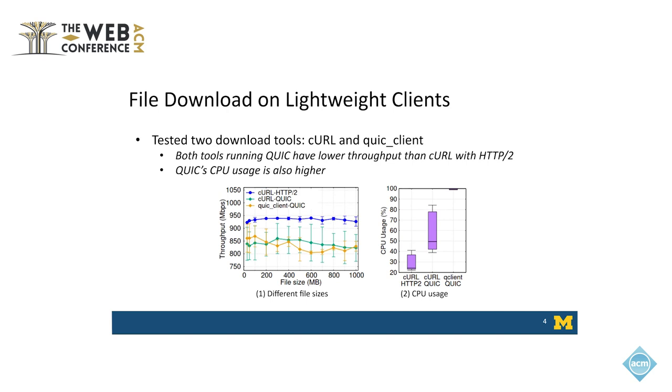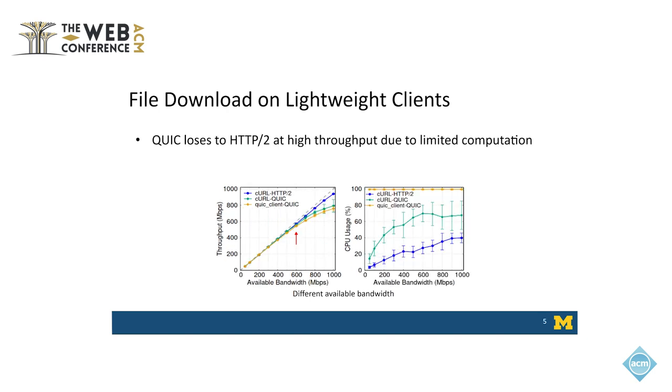The results show that Curl running HTTP2 outperforms both QUIC setups. We also find that Curl incurs a higher CPU usage when running QUIC, and the QUIC client's CPU usage is even higher, almost reaching 100%. Next, we limit available network bandwidth at different points from 50 megabits per second to 1 gigabit per second using Linux TC, or traffic control.